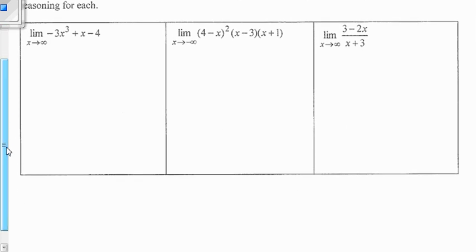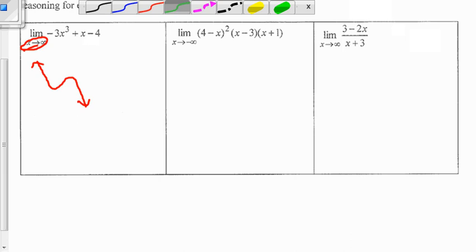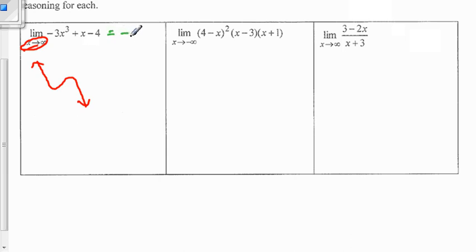Okay, so this first one, I have a cubic function, and I'm approaching positive infinity. I know a cubic function with a negative coefficient is going to look something like this. Doesn't have to be exact. So as I approach positive infinity, the value of the function is going to approach negative infinity. And again, I'll write this out. So what do we have? Again, I'm looking at the right end behavior of a cubic function with a negative leading coefficient. So it's going to fall to the right.